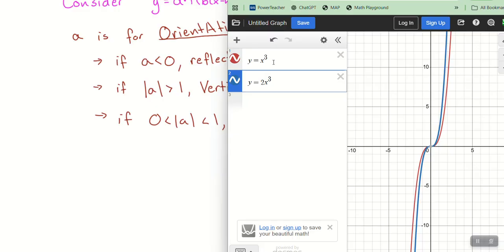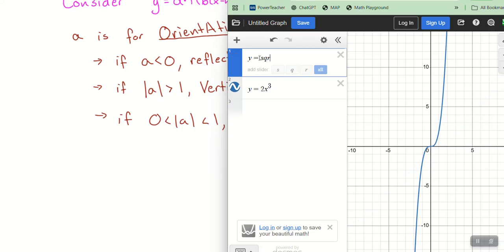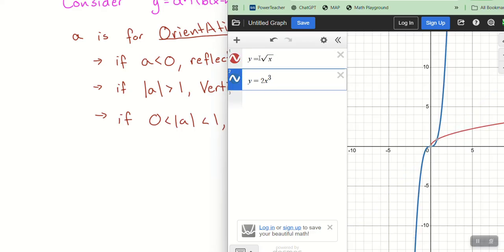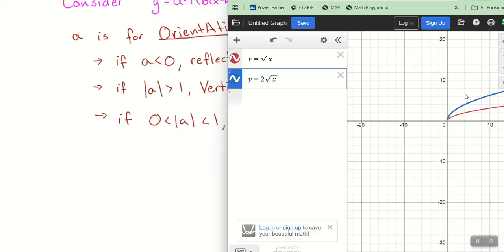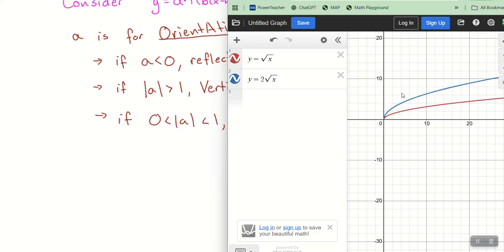What if we did something like the square root of x? If I put a 2 in front of it, should it get wider or thinner? It should get thinner, and this is a weird one. It's kind of hard to think about whether it's wider or thinner.